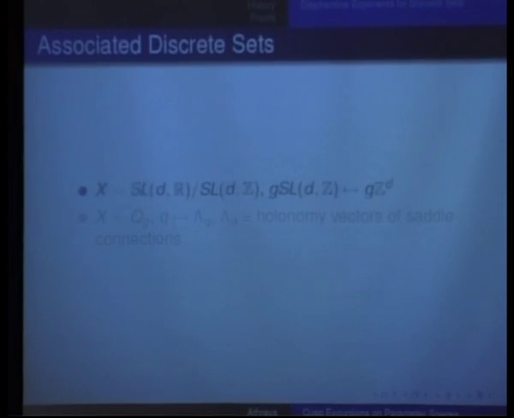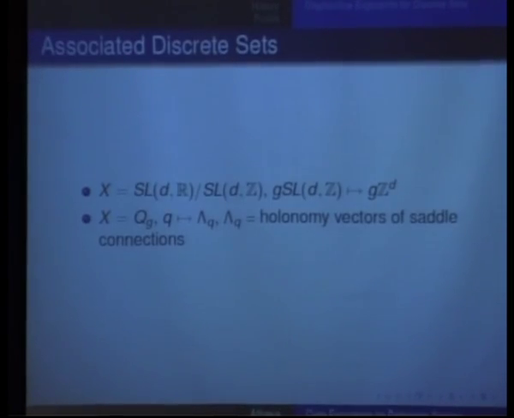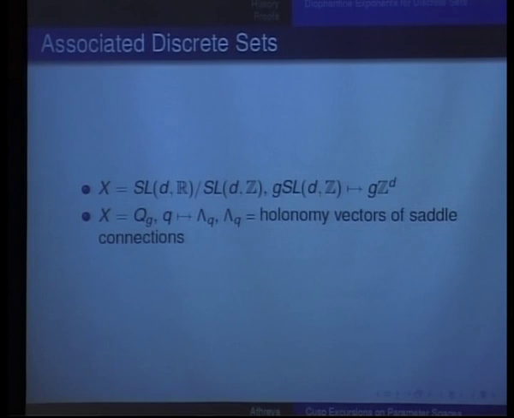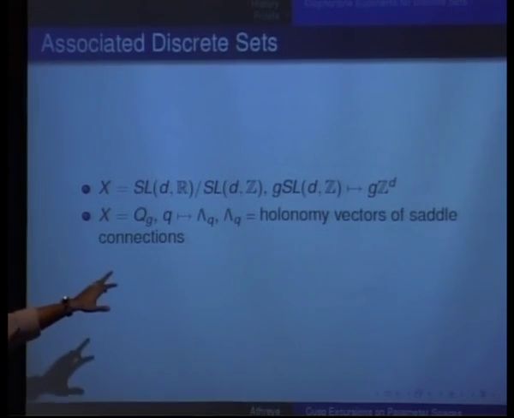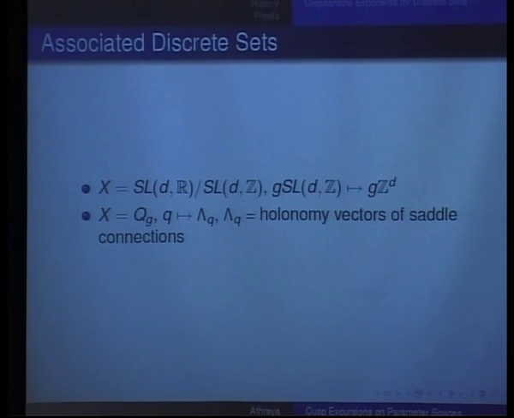I'll get to that. So what is Lambda x? What is the associated discrete set? It should be Z^d prim for the space of lattices. I want to only consider primitive vectors. It's not going to make a huge difference, but if I want to throw away 0, I should consider primitive vectors. For the set of quadratic differentials, I associate what are called the holonomy vectors of saddle connections.